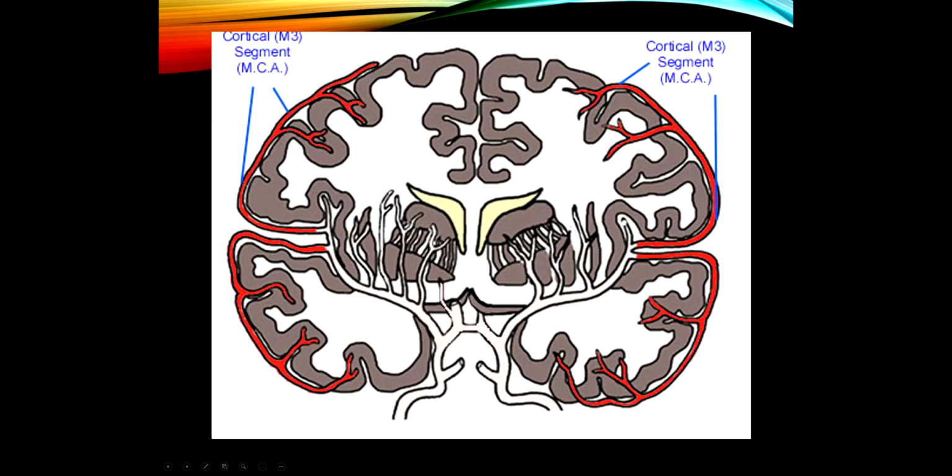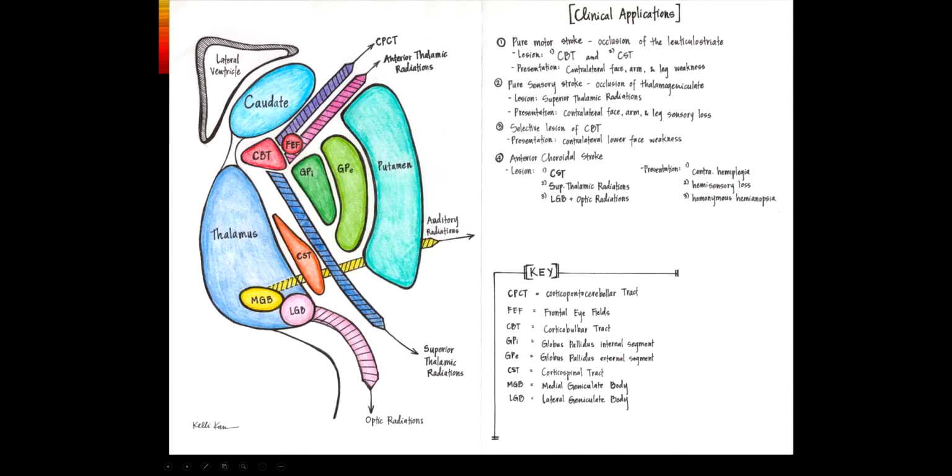So here are the lenticulostriate branches supplying the posterior limb of the internal capsule. So remember, in the posterior limb, you have the corticospinal tract and the superior thalamic radiations. These, however, this is all ascending sensation from the face, arm, and leg. And this is not supplied by the lenticulostriate branches. It supplies the corticospinal tract and the corticobulbar tract.